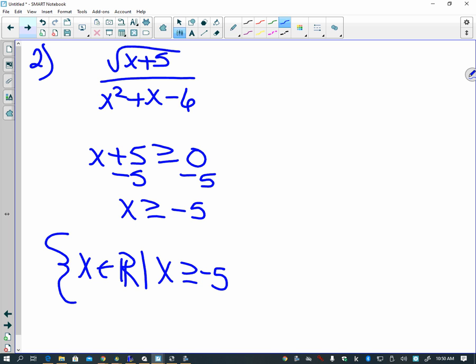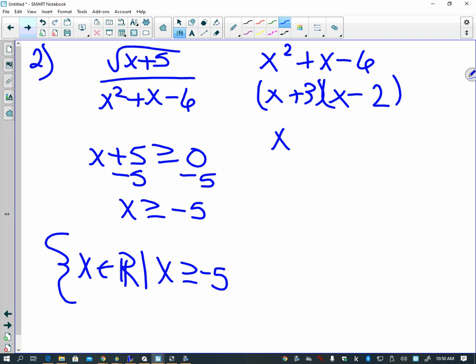Now, what can I not have in the denominator? I can't have a 0 in the denominator. So I'm going to factor this and find out what values for x will cause the denominator to equal 0. So x and x, I've got plus minus, which means it has to be plus minus. Things that multiply, so it should be 3 and 2, which means x cannot equal negative 3, and x cannot equal 2.